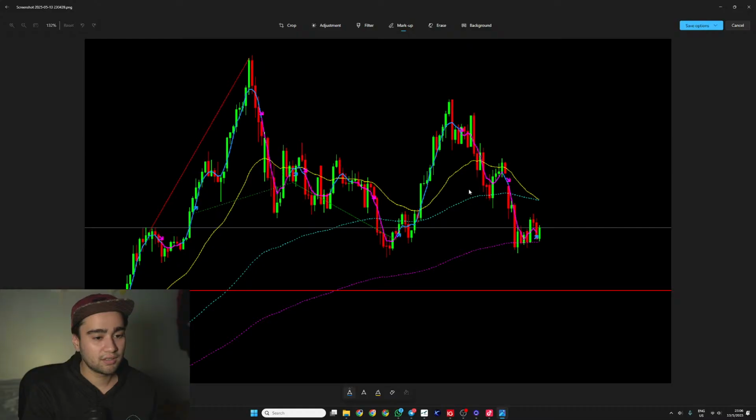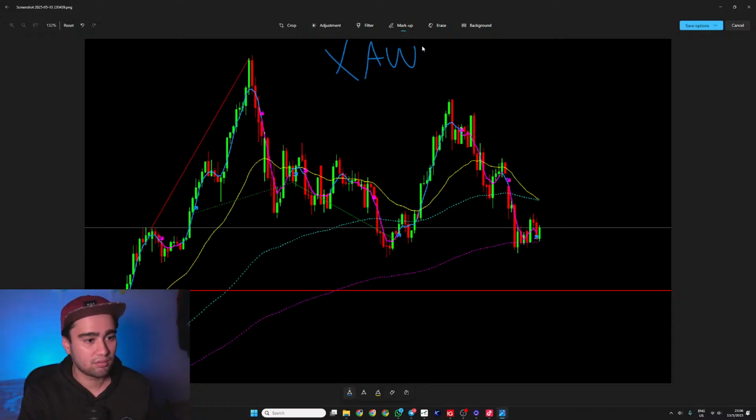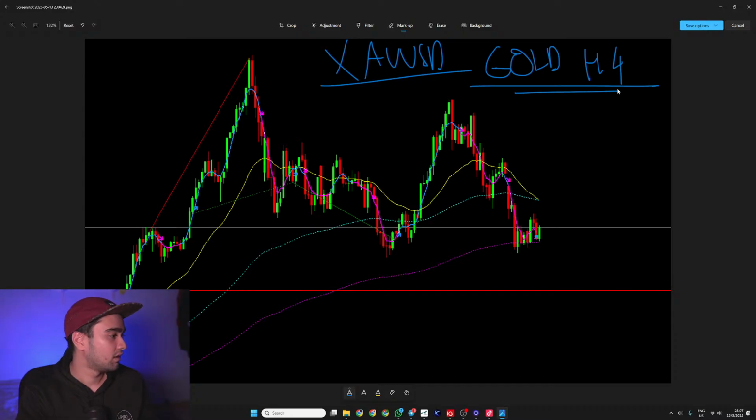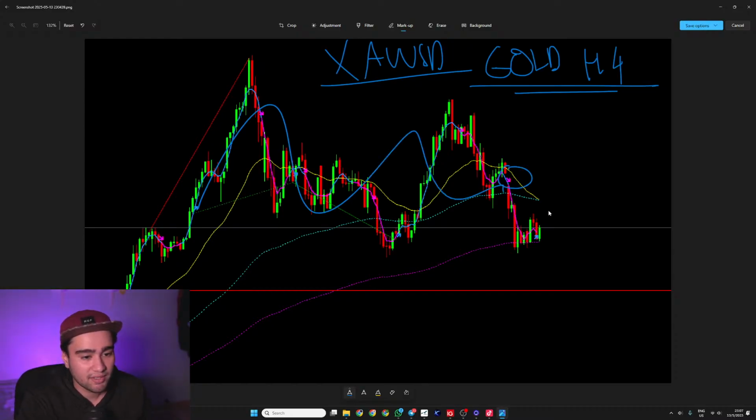If you look over here, what's going on is it's sideways and ranging, and this is happening right after a strong uptrend. So when you see a sideways ranging market right after a strong uptrend, this is XAUUSD, or gold, on the H4 time frame. And we see a lot of negative signs over here.